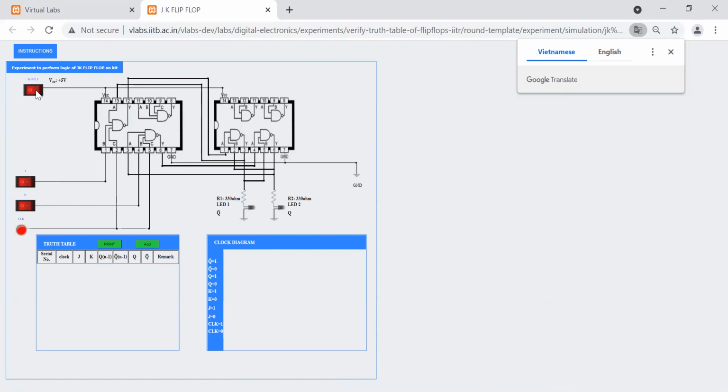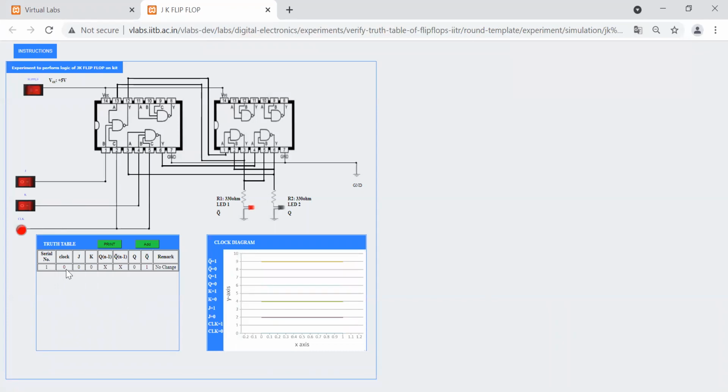Initially we will give a supply of 5 volt to the IC, and initially J is 0, K is 0, and we have not given any clock signal. Such a state we will add in the truth table. So this is the first state. When we have not given the clock, it means clock is 0, J is 0 and K is 0. At that time, output Q will be 0, or there will be no change in its output state. As output Q is 0, its complement Q bar will be 1. So here we can see the LED corresponding to Q bar is glowing.